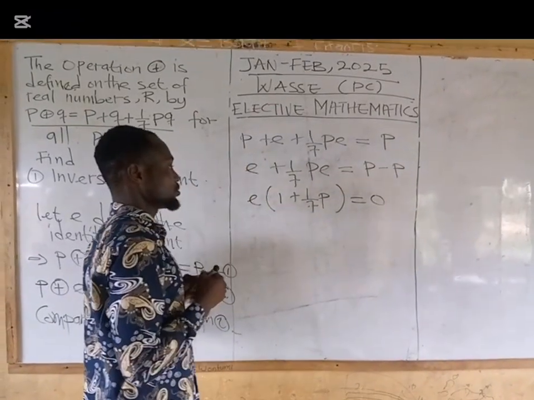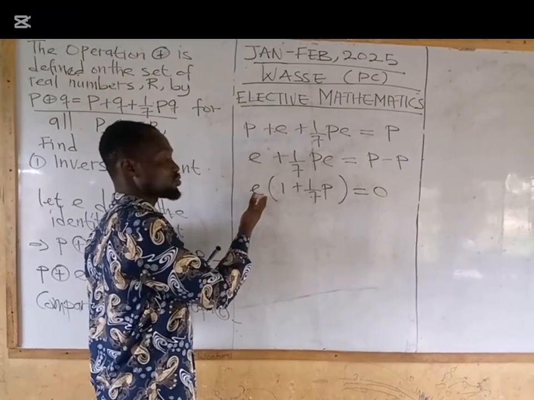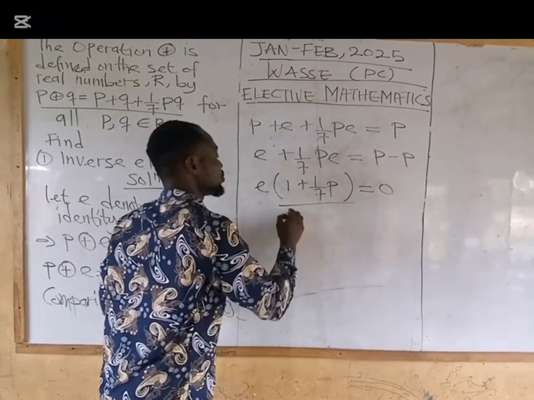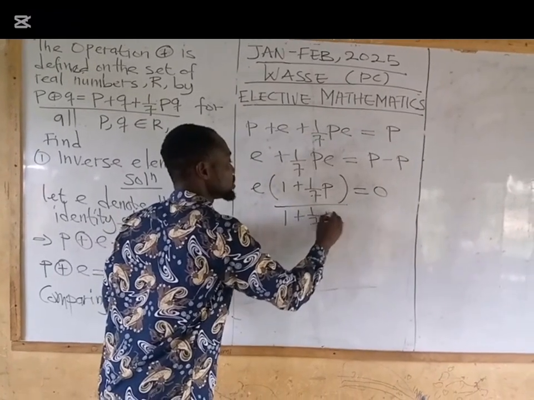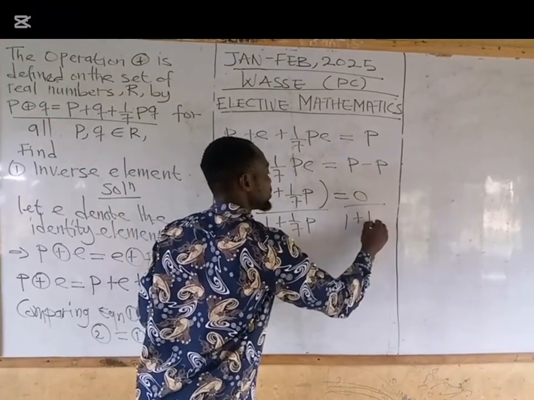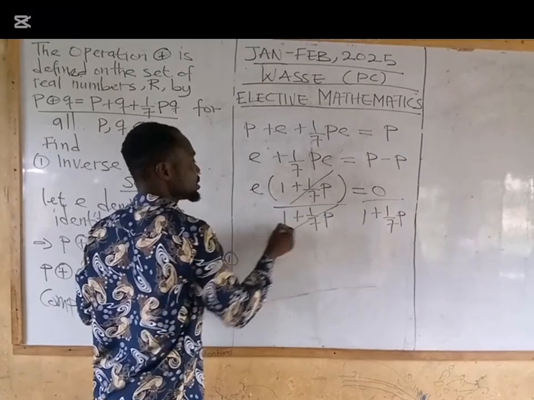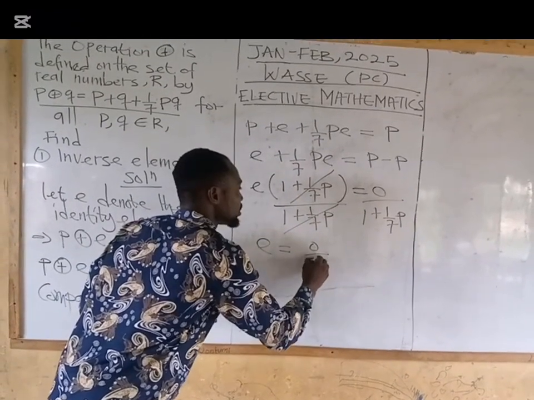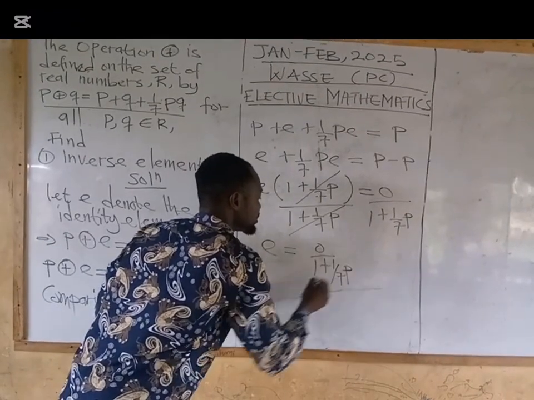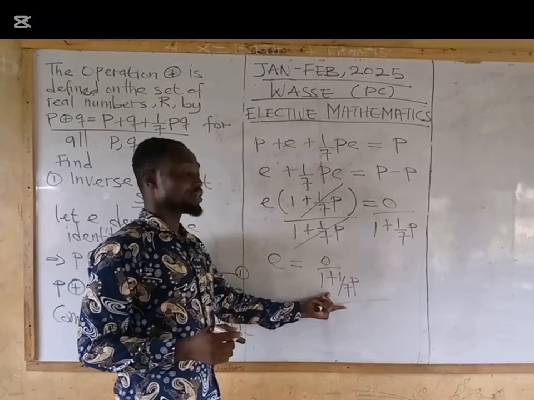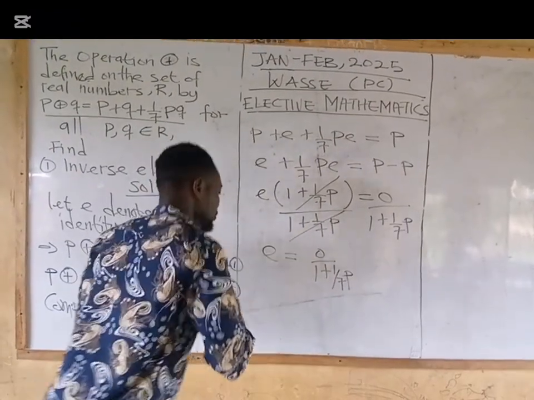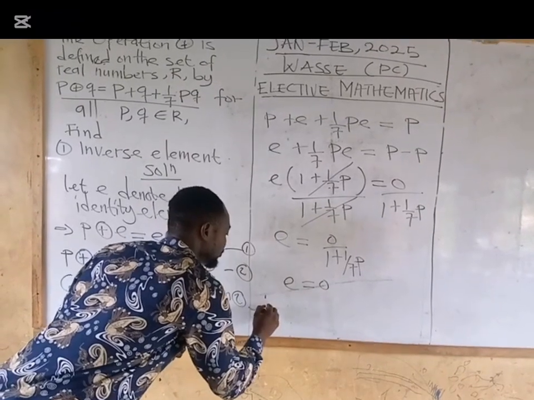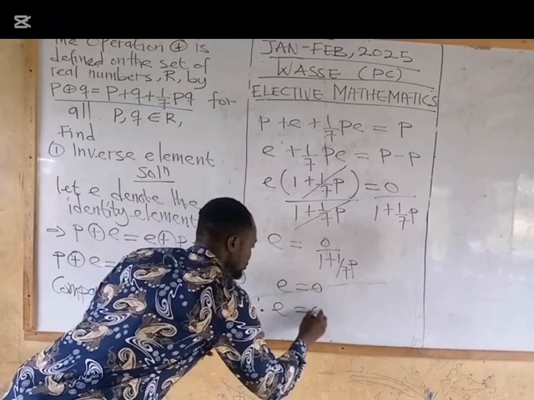Now, to find E, we have to divide both sides by the bracket. So divide by 1 plus 1 over 7 P, and this cancels this. So our E becomes 0 over 1 plus 1 over 7 P. And any number divided by it, 0 over it, is 0. So it means our E equals 0. So you can put: therefore the identity element E equals 0.